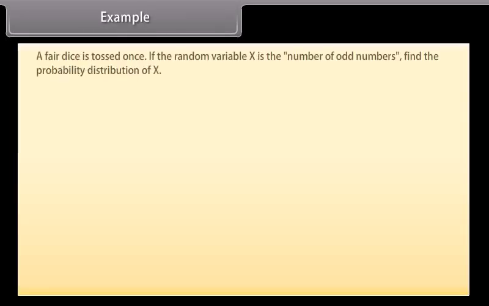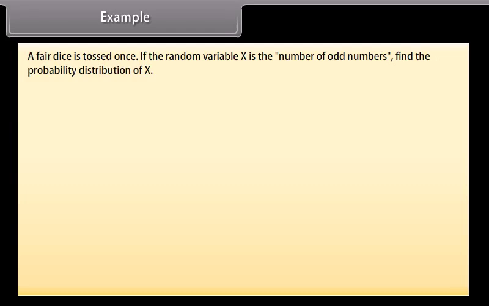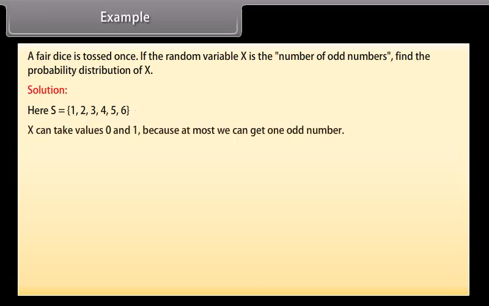Example. A fair dice is tossed once. If the random variable x is the number of odd numbers, find the probability distribution of x. Solution. Here the sample space S is {1, 2, 3, 4, 5, 6}. X can take values 0 and 1 because at most we can get one odd number. Probability for x equal to 0 equals probability for no odd number, which is probability for 2 or 4 or 6, equal to 3 by 6, which is 1 by 2.